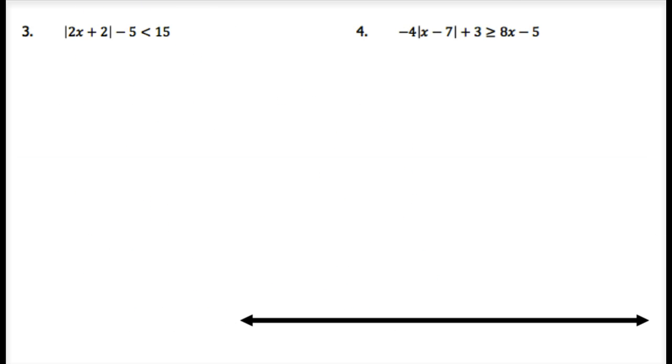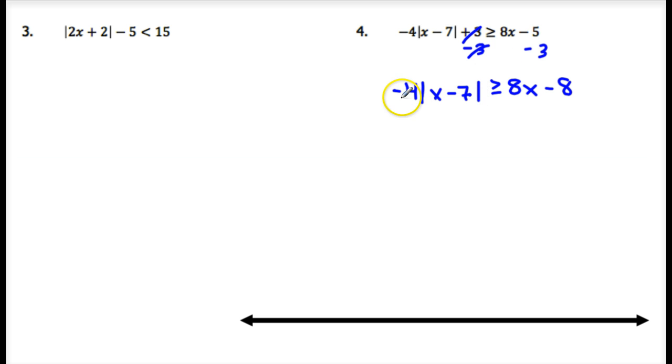So for this one, again, I need to do a little bit of work before I can rewrite my inequality as a compound. I need to isolate this part right here, the absolute value of x minus 7. So I'm going to subtract 3 first from both sides. So I'm going to have a greater than or equal to 8x. This would be minus 8 when I combine my like terms on the right side. And then negative 4 times the absolute value of x minus 7 over here.